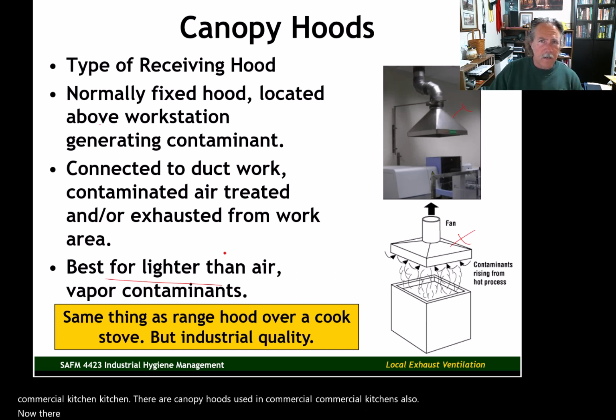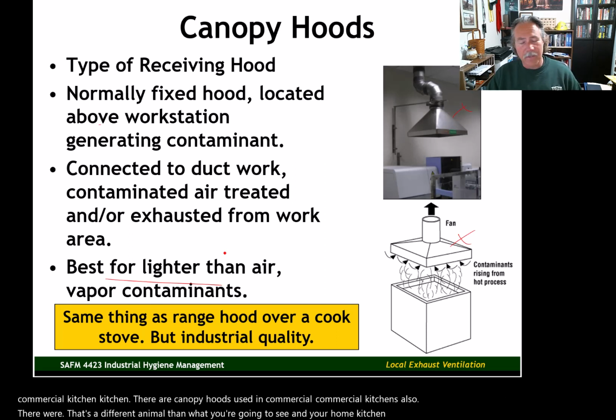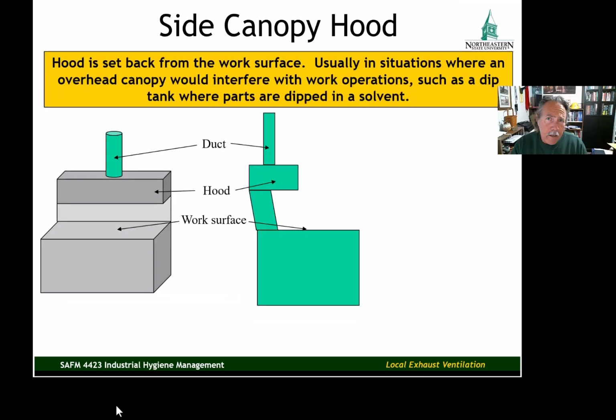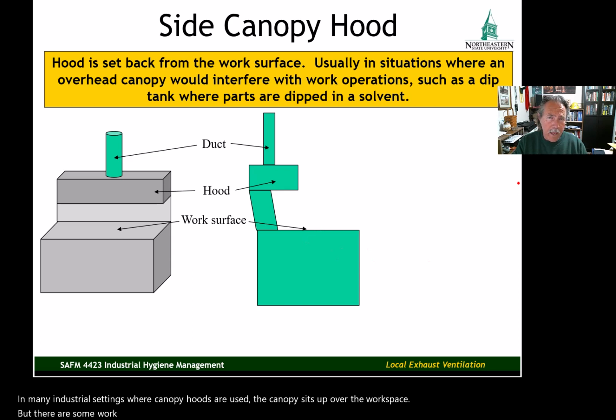Now that's a different animal than what you're going to see in your home kitchen. Even the upscale, high-end range hoods are not going to be of industrial quality. In many industrial settings where canopy hoods are used, the canopy sets up over the workspace. But there are some work operations where the canopy can't be directly over the workspace. In those circumstances, the side canopy hood is going to be a better option.